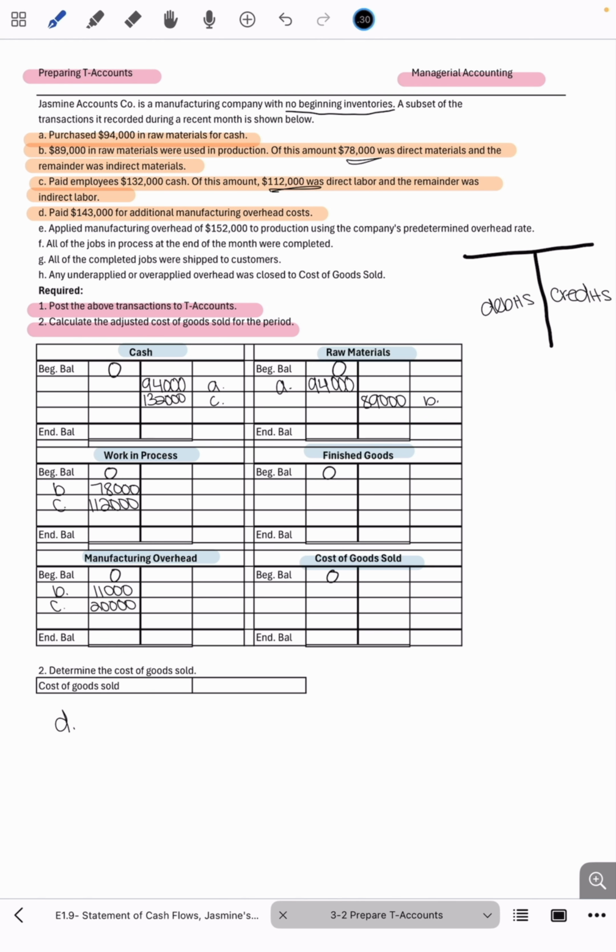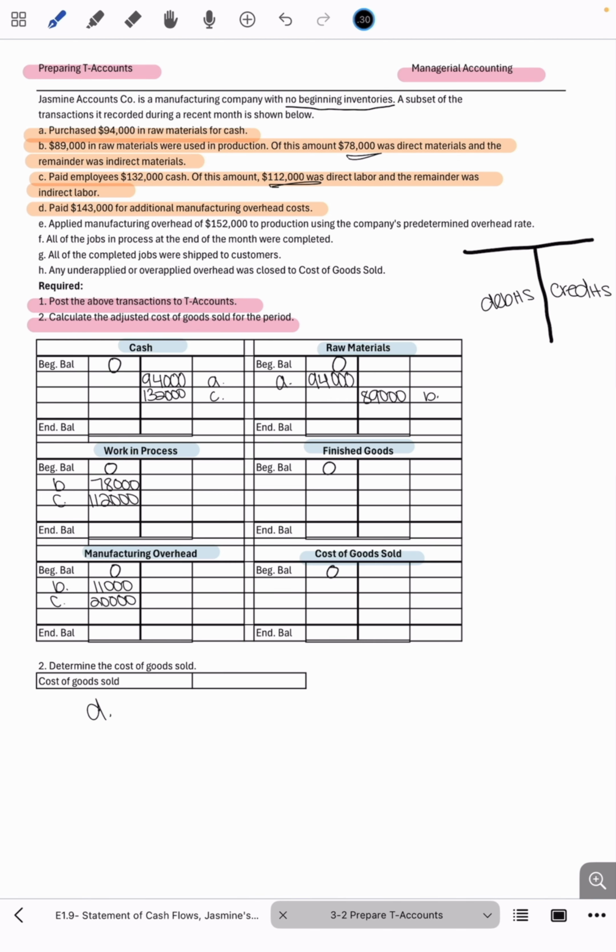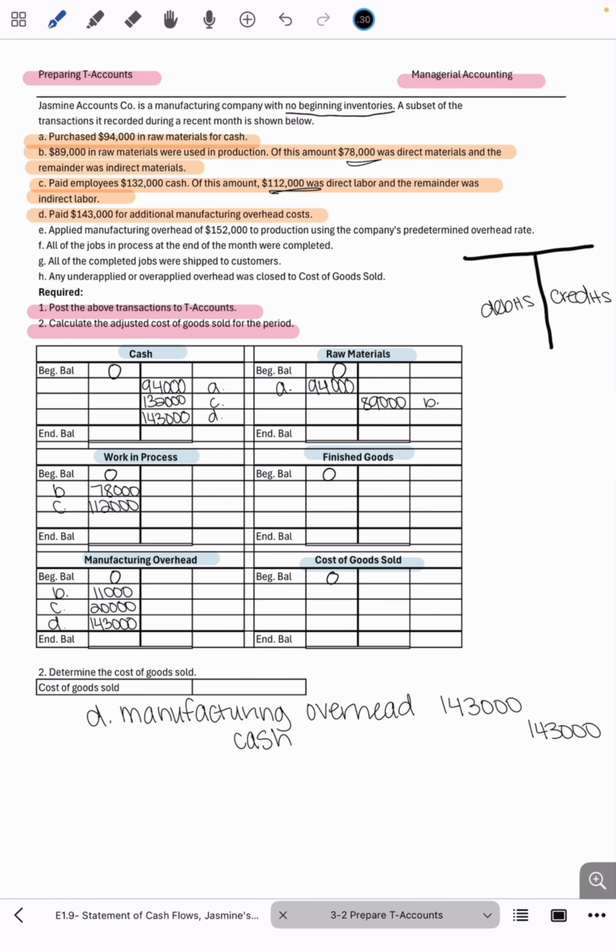All right, so D says we paid $143,000 for additional manufacturing overhead costs. Going to debit manufacturing overhead, and the amount is going to be for that $143,000. Our credit is going to be cash. That'll be $143,000 as well, and that is D.